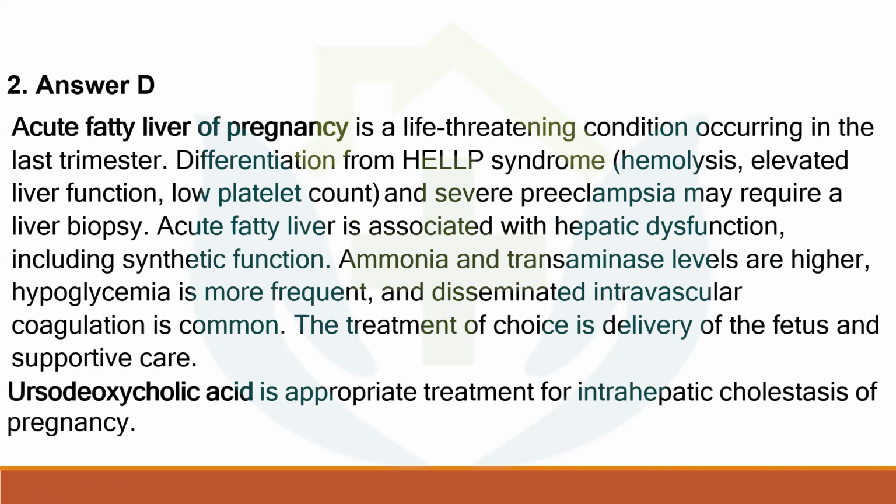The answer is D. The answer relies on why this is happening. This is actually an acute fatty liver of pregnancy. Acute fatty liver of pregnancy is a life-threatening condition which occurs in the last trimester. Differentiation from HELLP syndrome and severe preeclampsia may require a liver biopsy. Acute fatty liver is associated with hepatic dysfunction, including synthetic functions. Ammonia and transaminase levels are higher, hypoglycemia is more frequent, and DIC is common. Treatment of choice is delivery of the fetus and supportive care.